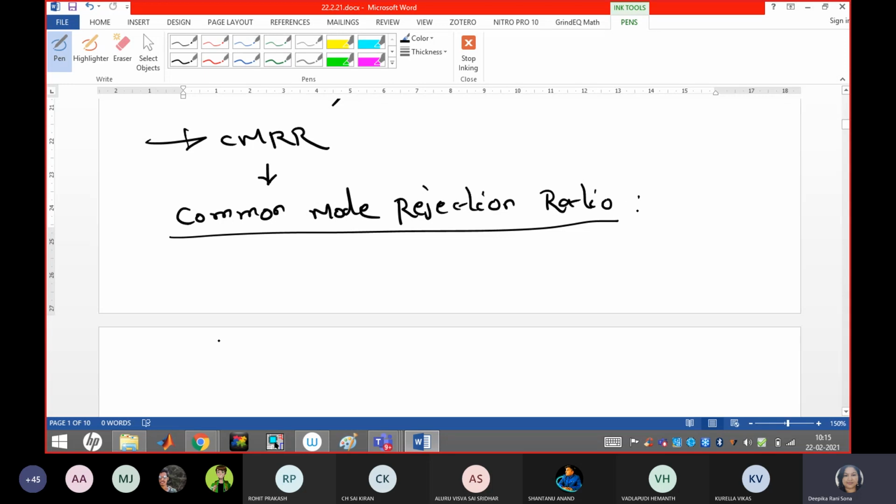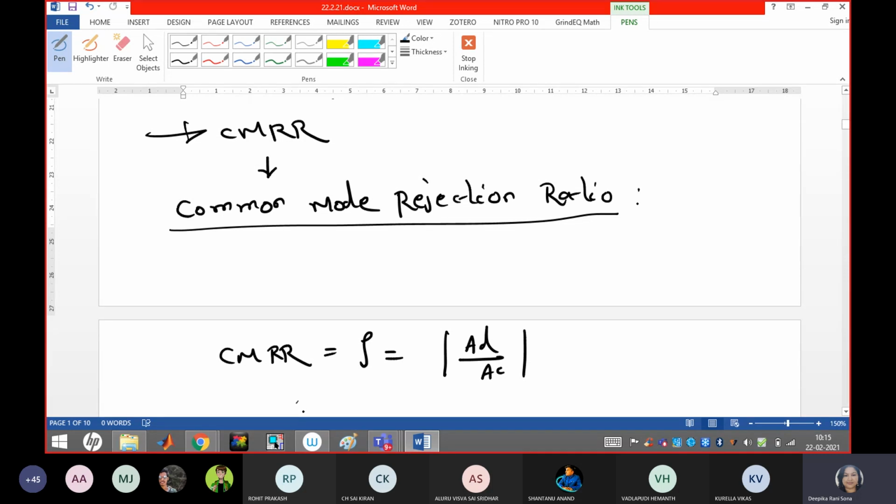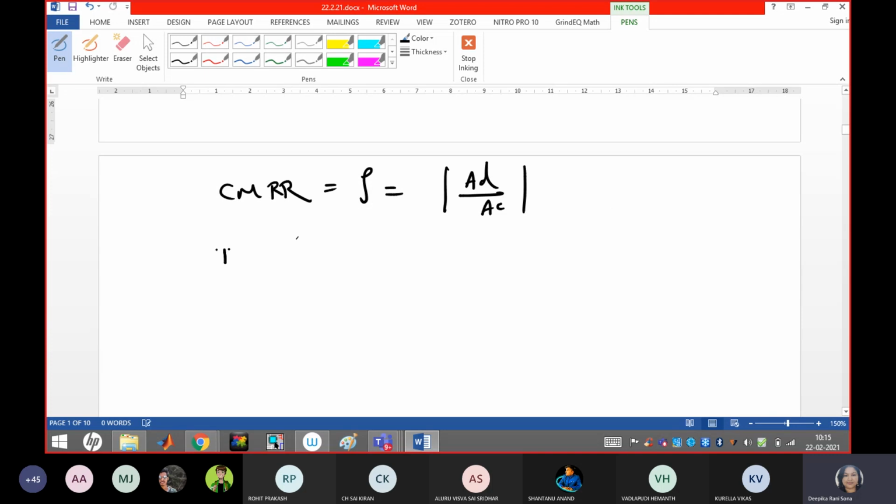It is represented as CMRR, denoted by rho, and it is the mod of AD by AC. So what we learn here is that ideally AC is 0. Guys, if ideally AC is 0, what should the CMRR be?